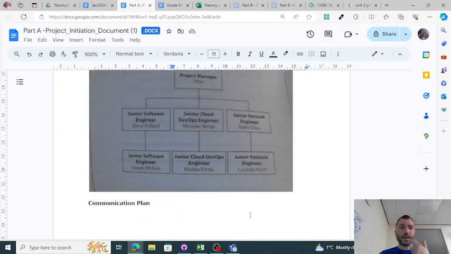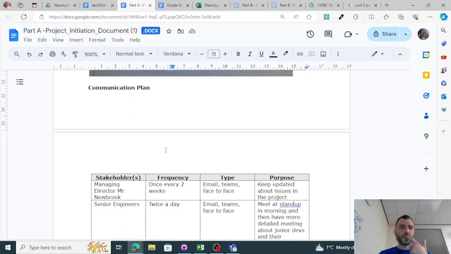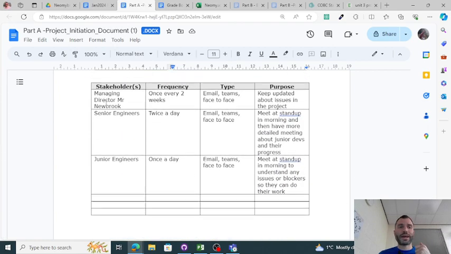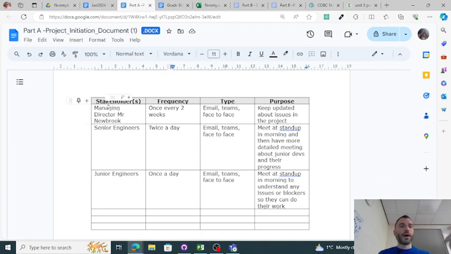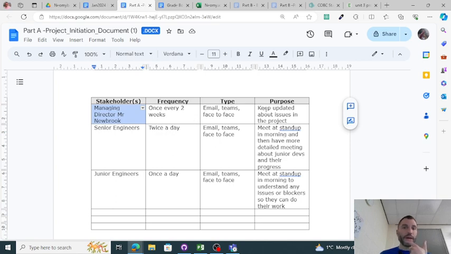Put a picture of the organizational structure. And then you've got the communication plan. The last thing, who are you going to communicate with? Well, here I did group people together. So I said, the managing director, I want to see him maybe once every 2 weeks. Now I put the same type of communication with all of them, but the purpose of that is different.